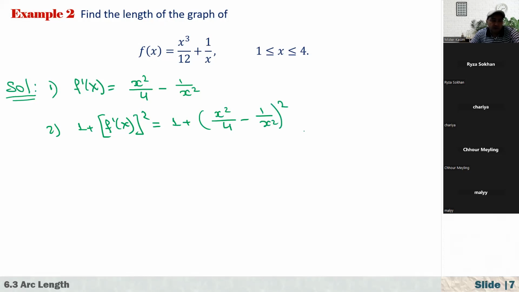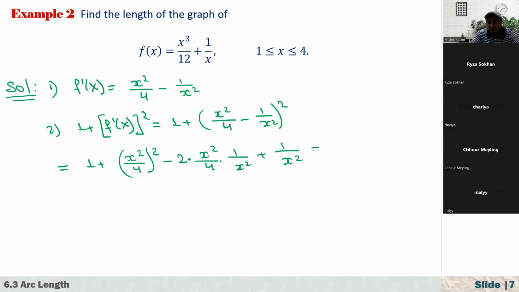squared, and squared. Okay, but my suggestion here is when you're expanding this, you should just do this without simplifying anything. Because my purpose here is to write the whole expression, 1 plus f prime of x squared, as a square of something. Otherwise, we cannot take our expression out of the square root. Otherwise, it causes a problem in calculating our integral. So that's equal to 1 plus, if you expand this, x squared over 4 squared minus 2 times x squared over 4 times 1 over x squared plus 1 over x squared.